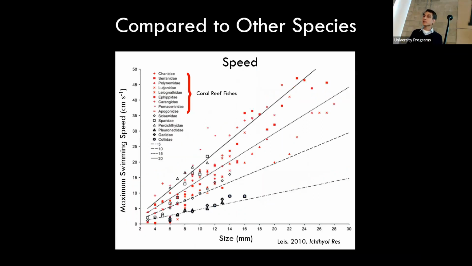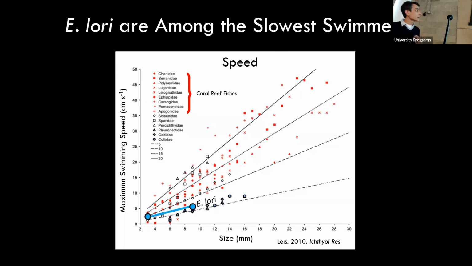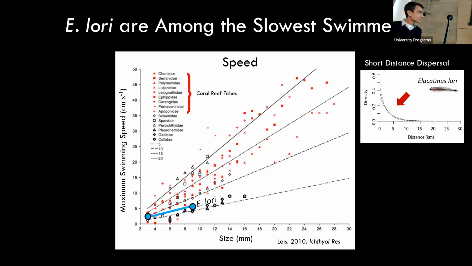Okay, and so to put that into context compared to other species, here I'm pulling in a figure from my collaborator, Jeff Leese, and it's plotting the swimming speed by size for different families of marine fish species. And so when I overlay Elori larvae swimming speeds, we can see that for their size, they're pretty slow. They're way down here among the cold water species, when most other coral reef fish are up here in red. So this was pretty surprising.